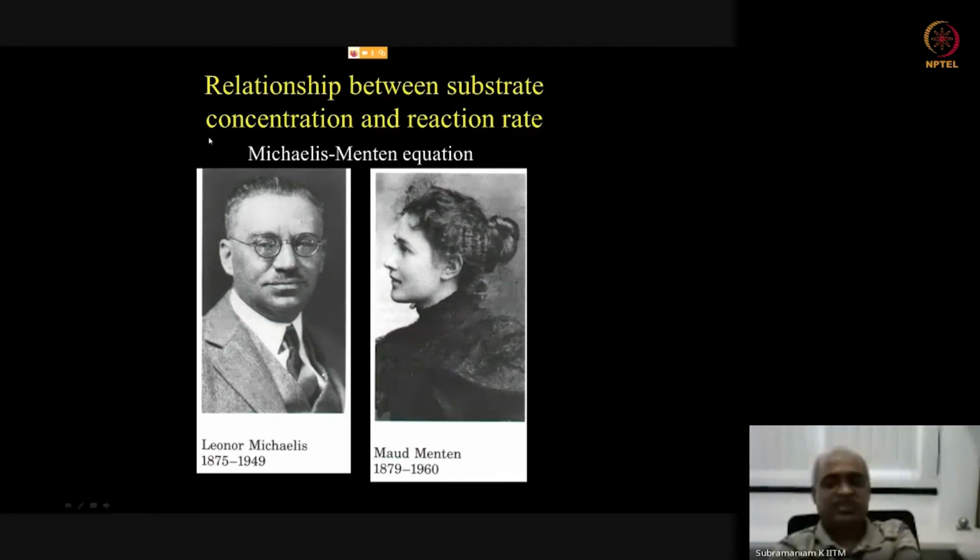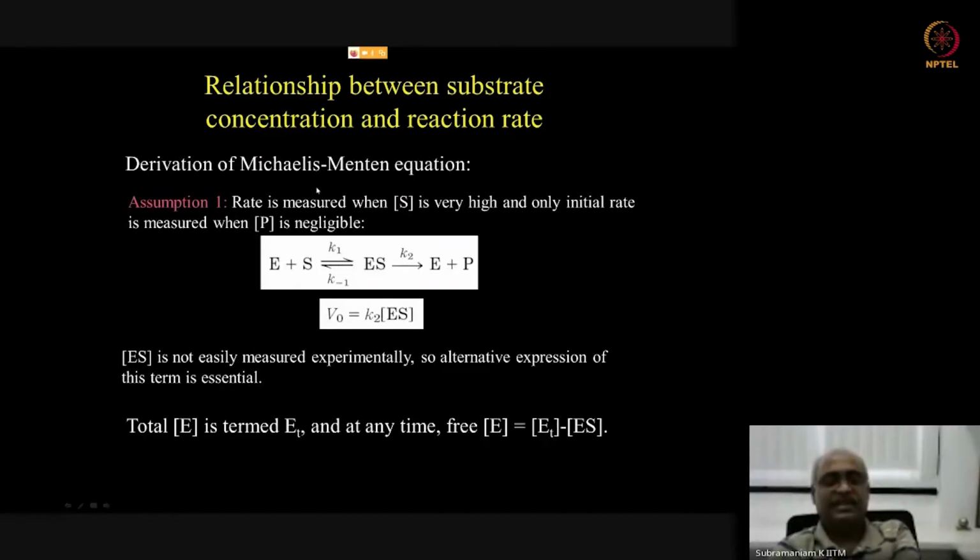So forever you are going to remember the Michaelis-Menten equation, regardless of which branch of biology you are going to learn. Essentially, what the Michaelis-Menten equation does is relate the reaction rate with substrate concentration. So by measuring the substrate concentration, I can get an idea of the rate of the reaction. That is the equation they provided us. Let us look at how to get to their equation. Their equation in modern times is very simplified, so we have a simple way of deriving it.